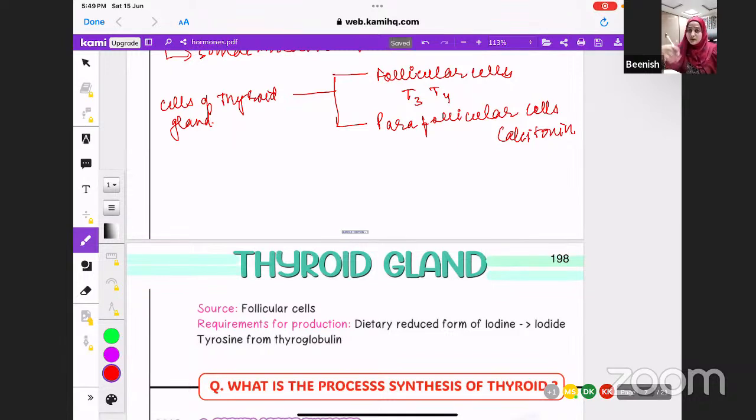Okay, I'll briefly describe the structure of the thyroid gland, although it is not important here in biochemistry. You must be studying this in physiology. But your thyroid gland has follicles, okay? Something like this.